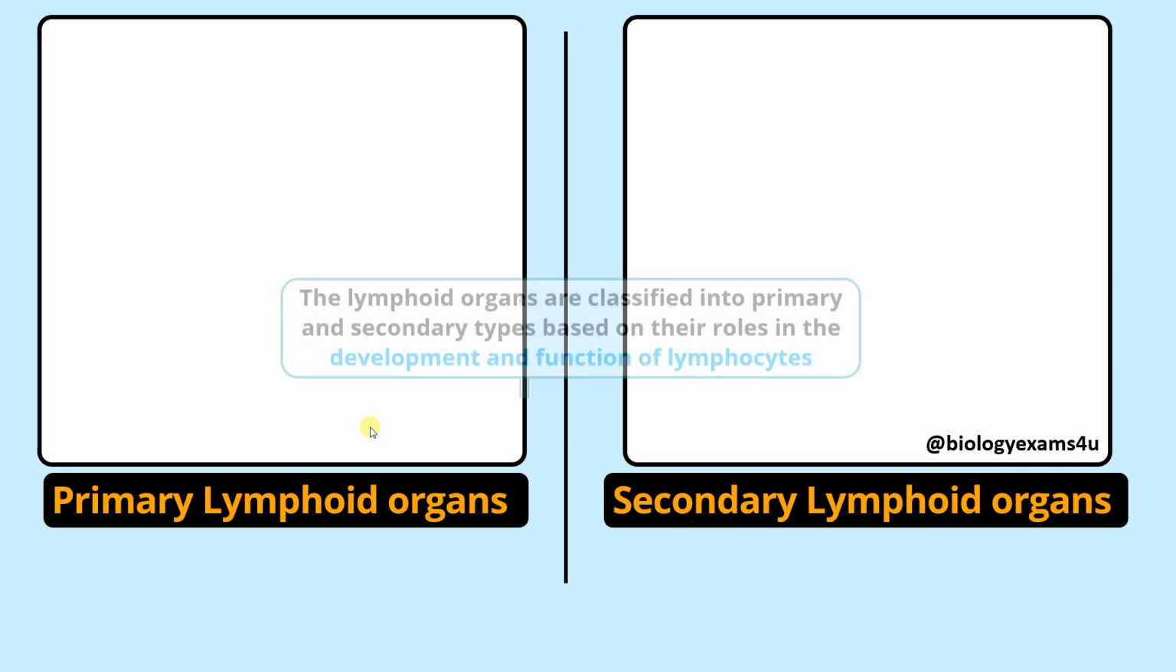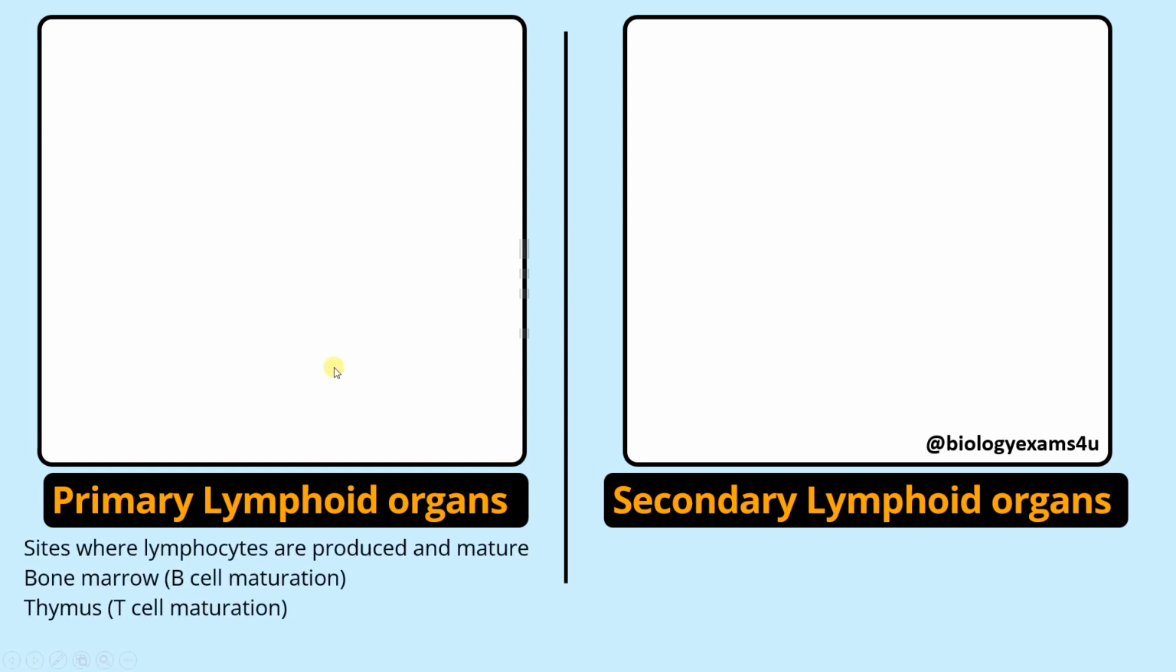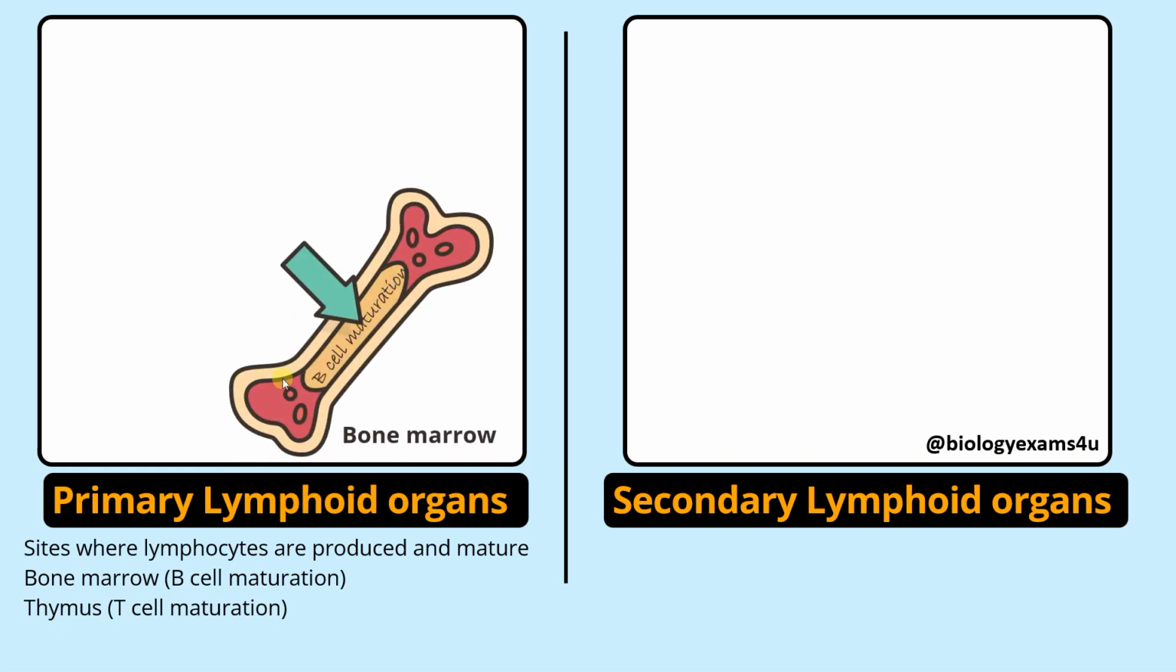The lymphoid organs are classified into primary and secondary based on their roles in the development and function of lymphocytes. Let us understand with examples. The primary lymphoid organs are bone marrow and thymus. So this is a bone marrow. This is a site where B cell production and maturation takes place.